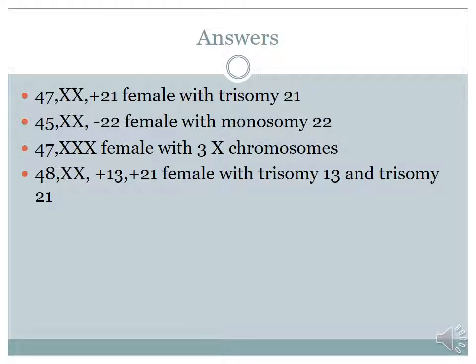The answers are: 47,XX,+21 is a female with trisomy 21. 45,XX,-22 is a female with monosomy 22. 47,XXX is a female with 3 X chromosomes. 48,XX,+13,+21 is a female with trisomy 13 and trisomy 21.